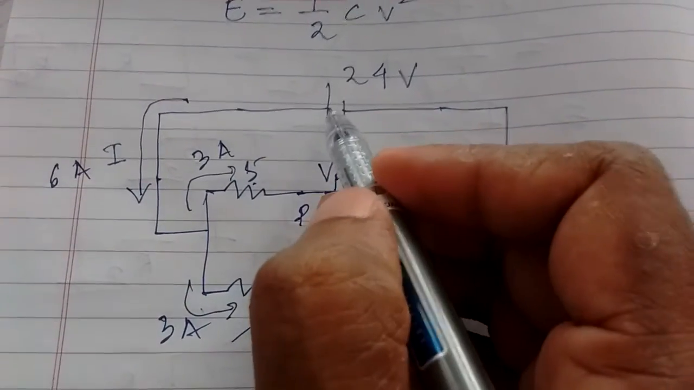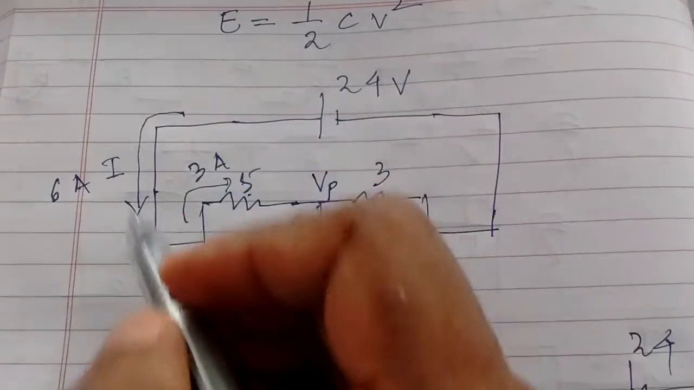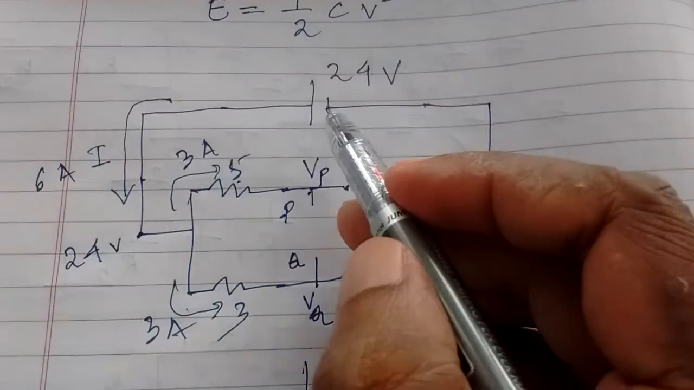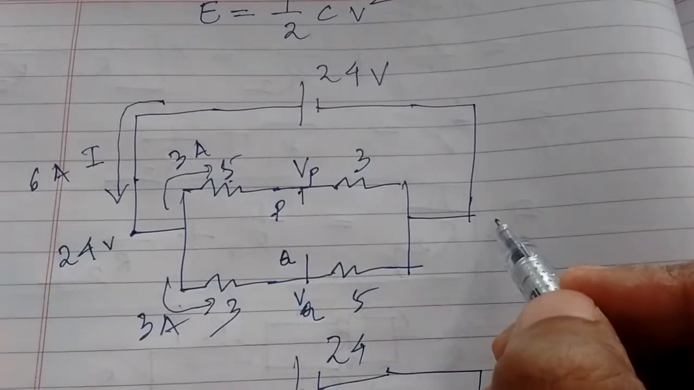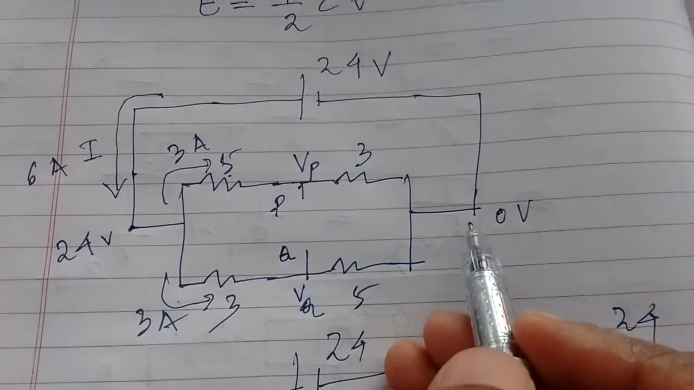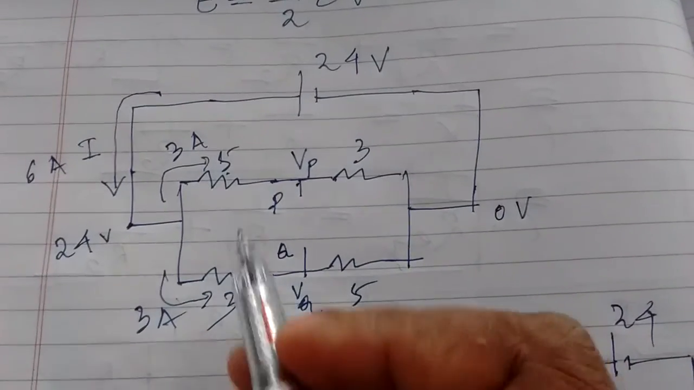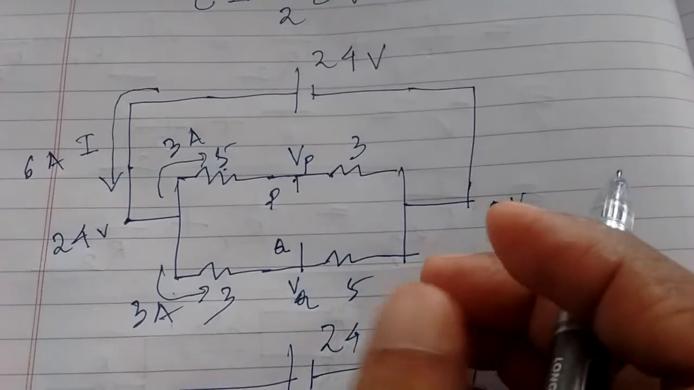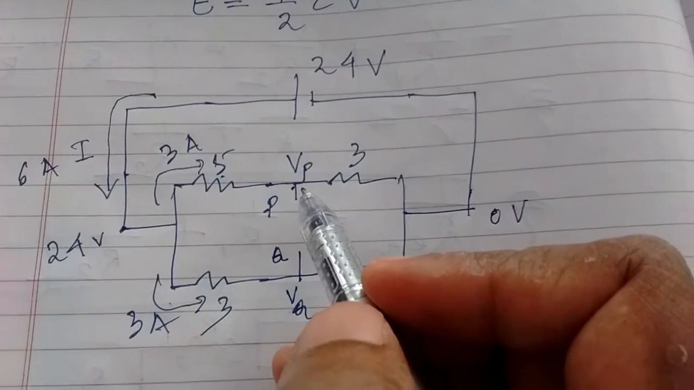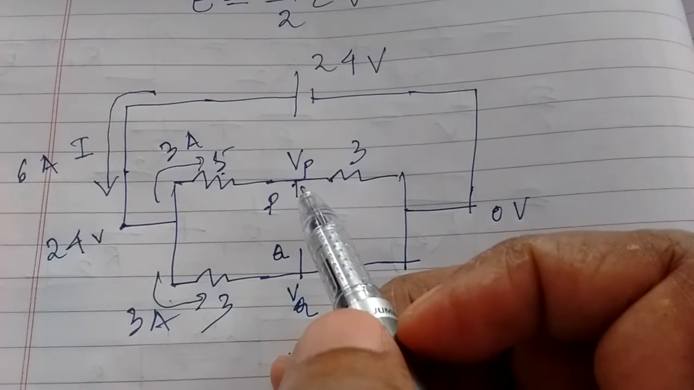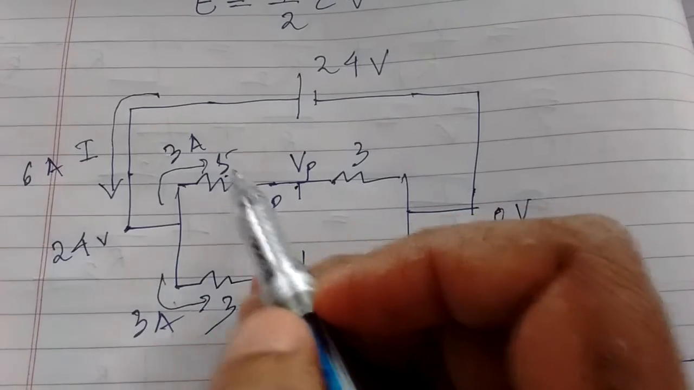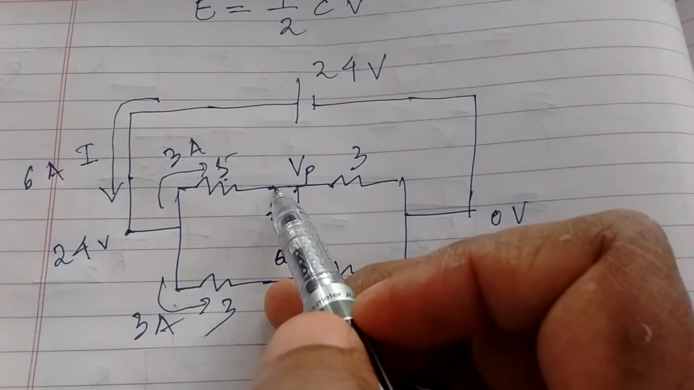So here it is 24 volt. This point has a potential of 24 volt. Since this is the negative terminal, this point will have a potential of 0 volt. That means here it is 24 volt, here it is 0 volt. So this part drops 24 volt. Now we want to find out Vp. How to find it? 24 minus this drop is equal to Vp.